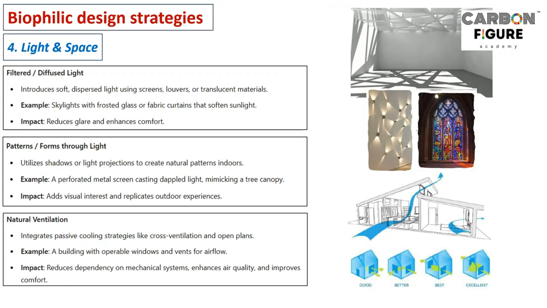Then light and space. Try to introduce soft dispersed light using screens, louvers and translucent materials. What's the example? Skylights, that is open to the sky, but still not completely open to the sky, with frosted glass or fabric curtains or some structured patterns. In the right side at the top picture, you can see it is actually open to the sky, but not completely open. So they are being restricted with some kind of designs in the roof. So this kind of dispersed light is good, right, better. That's what they are trying to say.